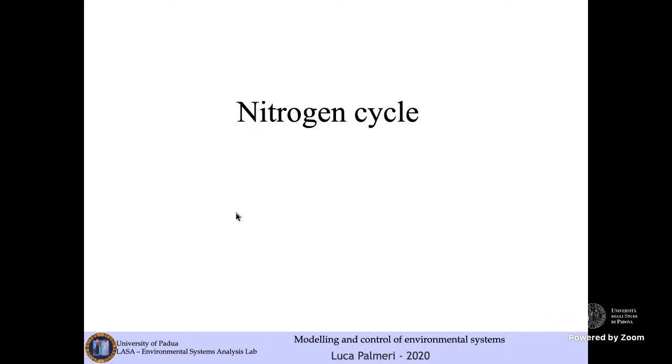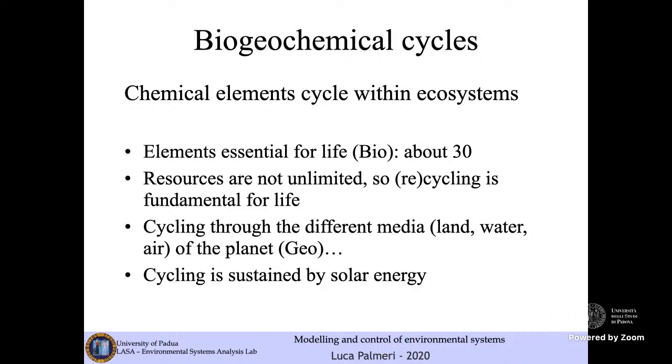I would like to finish this lecture by introducing nitrogen cycles. So, as we have said, biogeochemical cycles and in general, the idea of matter cycling is very significant in order to model processes in ecosystem. In particular, this is very important for bioprocesses. So, biogeochemical cycles try to describe how chemical elements move within ecosystem.